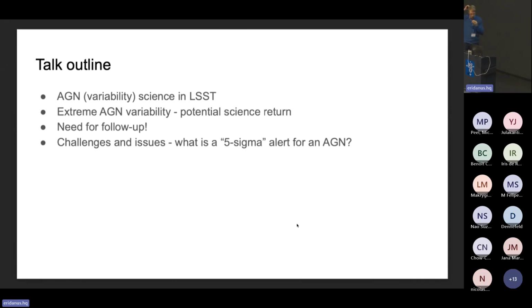So as a brief outline of what I want to cover today, I'm going to give a basic overview of AGN for those of you who've forgotten what they are, talk a bit about what LSST is going to do and why they're really interesting in the context of LSST and a multi-epoch survey. And then I'm going to focus on extreme AGN variability and what we might want to be focusing our follow-up on and try and persuade you that we do need to be following these targets up. But then talk about some of the challenges and issues that we as a community are facing to go from photons sitting in the LSST camera to science coming out the other end.